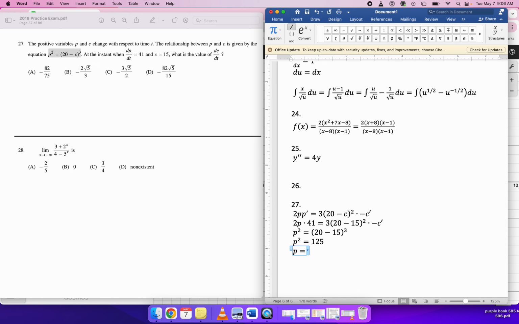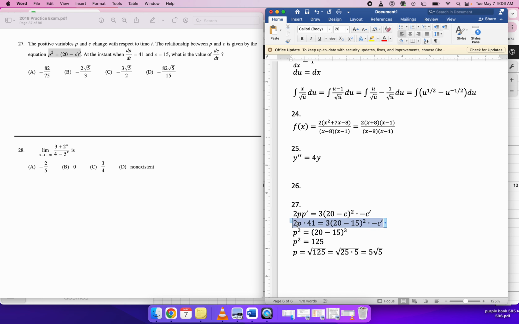either plus or minus the square root of 125, which feels kind of weird that there would be two. Oh, they tell you the variables are positive. Yeah, so in fact it is the positive root. Which simplifies as, that's like 25 times 5. So 5 root 5. So p is 5 root 5.